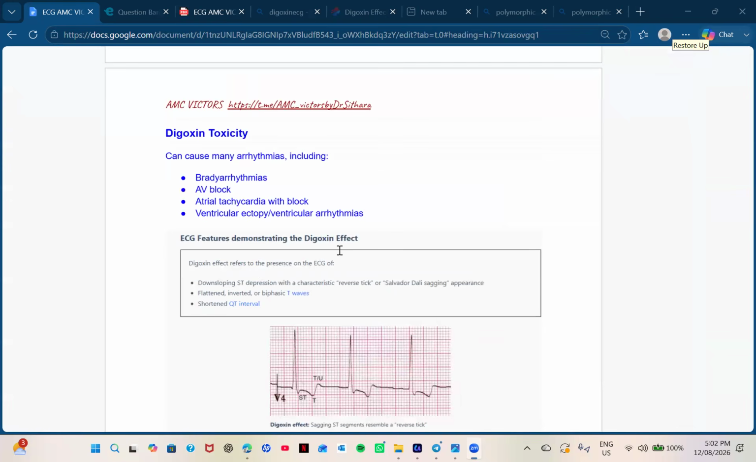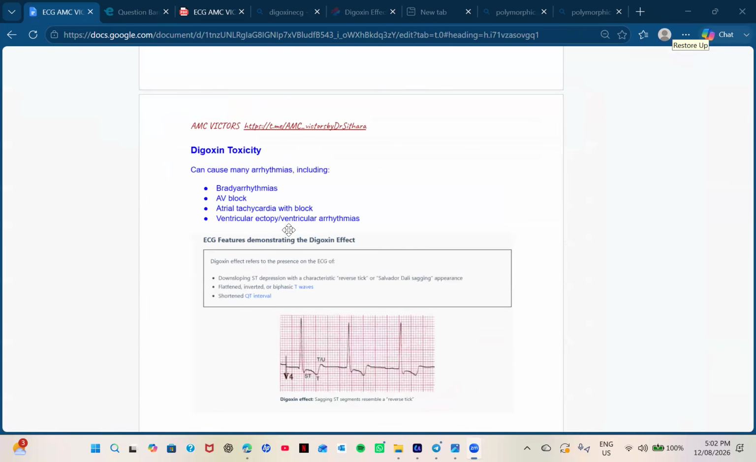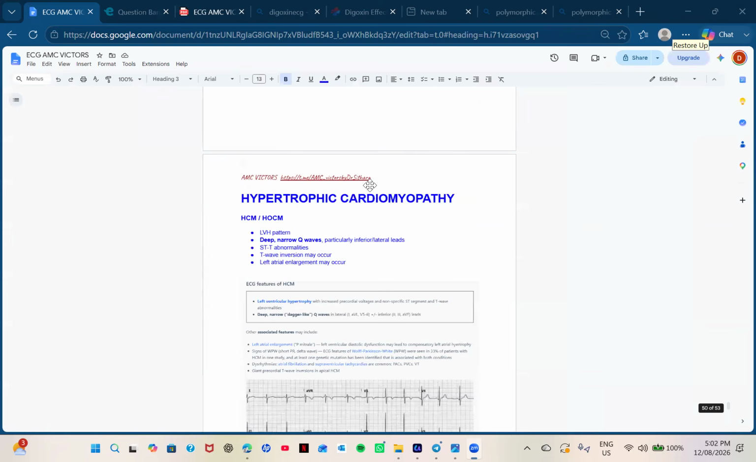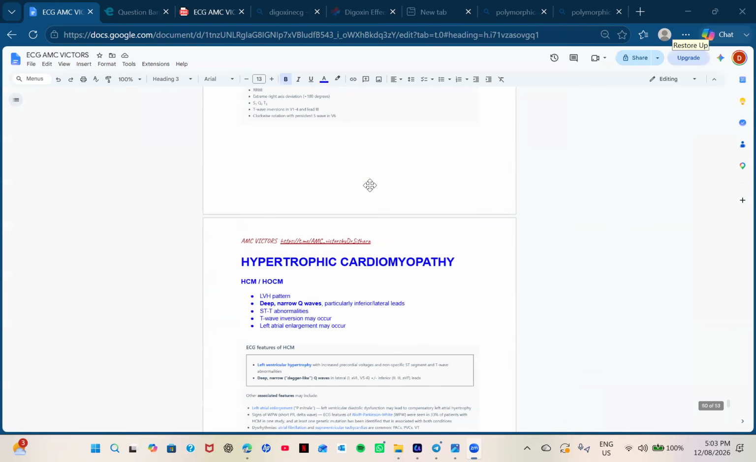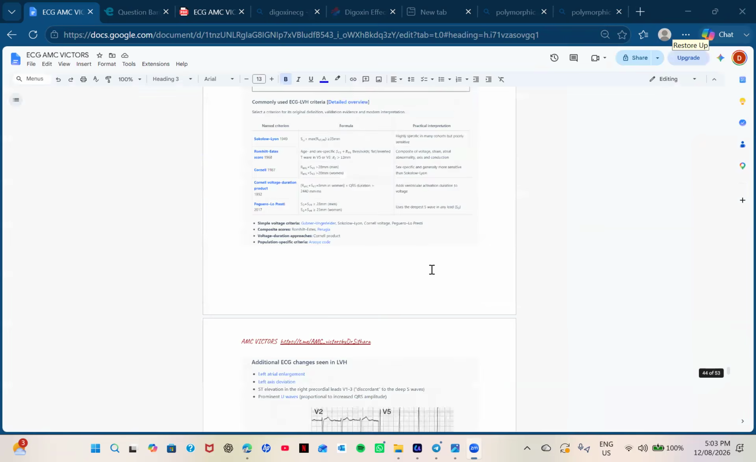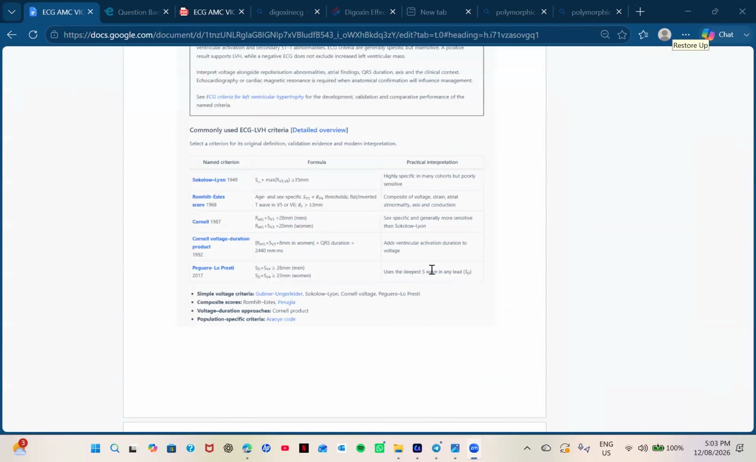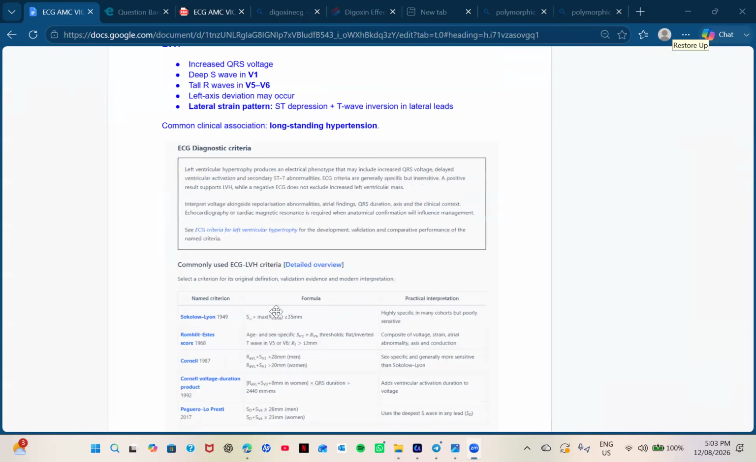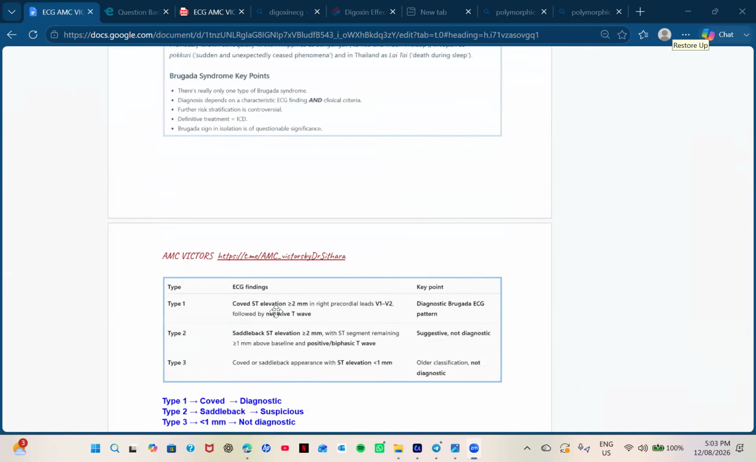Just remember these things in toxicity: bradyarrhythmia, AV block, atrial tachycardia with block, ventricular ectopy, ventricular arrhythmia. Those things you can see in toxicity. So don't confuse toxicity and the digoxin effect, right? I hope everything is understandable, doctors. These are the main ECG things that you should remember. I hope everything is clear, because we have done a small revision.